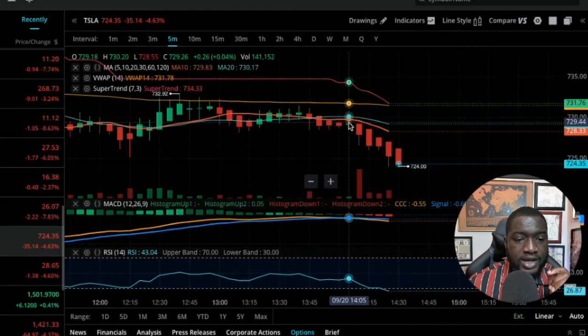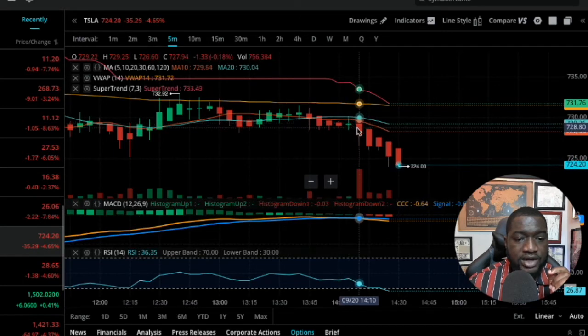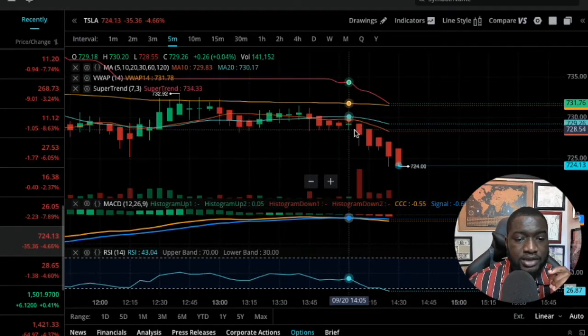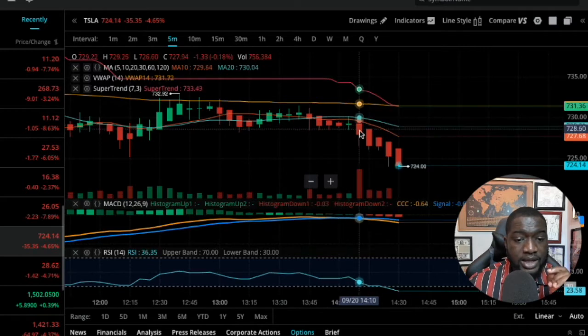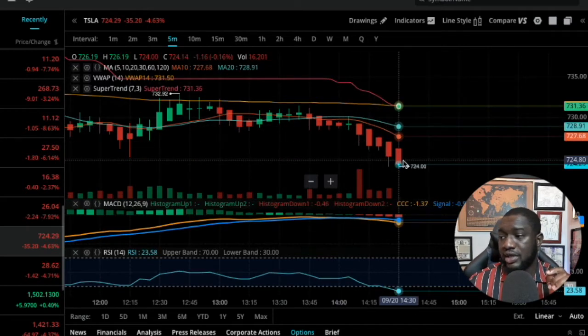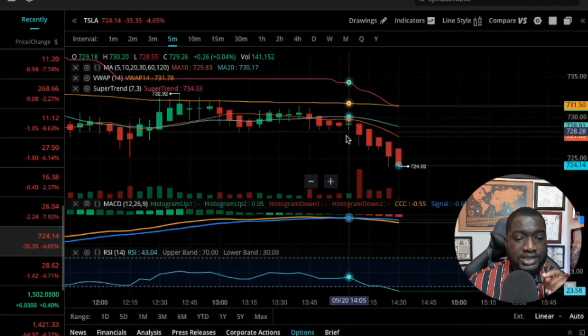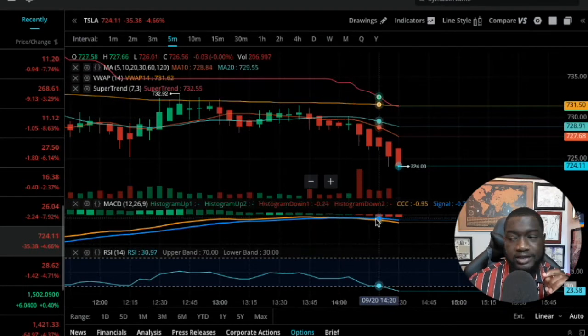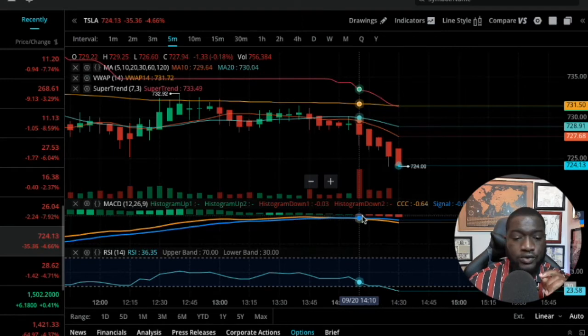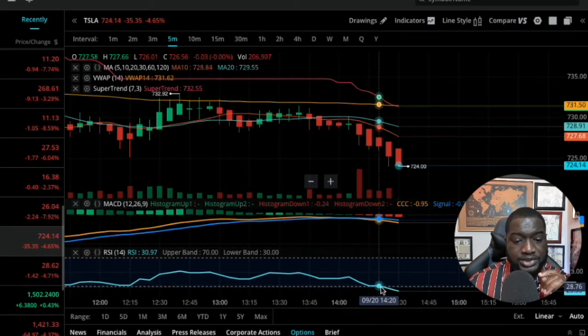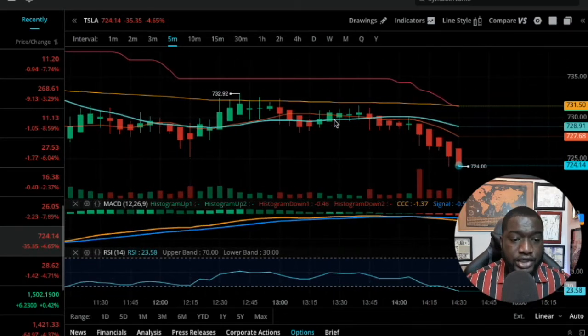Right here, if I was trading this, would have been a nice trade. You bet that the stock will go down, and indeed it went down based off of all these indicators. You can see what's going on. Look at the MACD here. It's crossed over, and then the RSI also is pointing downwards. So this is good. This is really good.